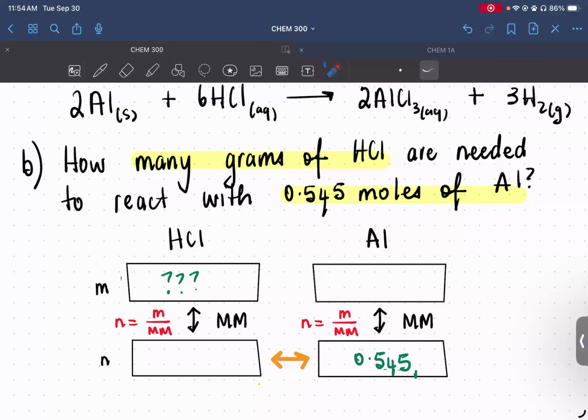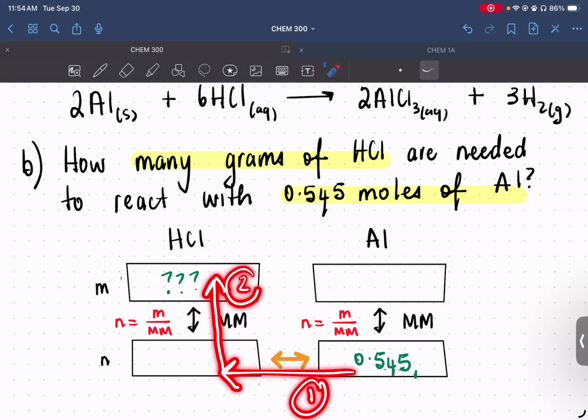All right, so let's go take a bus ride. We're starting at moles. To get to our final destination, where are we going to go? We're going to go from mole ratio, then moles to mass. 2 different steps. We're going to first use mole ratio to get the moles of HCl. That's step 1. And then from moles to mass of HCl, that's step 2.